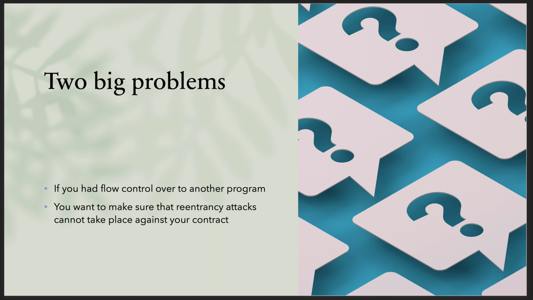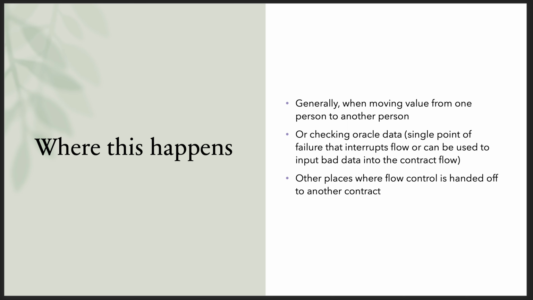There are really two big problems we're trying to solve here. One, if you hand flow control over to another program, you want to make sure that re-entrancy attacks cannot take place against your contract, because re-entrancy attacks will drain your money really fast. Where this generally happens is when we're moving value from person to person, contract to contract, or contract to person. It can also happen when you're checking Oracle data, and we've seen this in some of the other attacks where someone gets in place of that Oracle and gives it a wrong amount. So we not only have a single point of failure, but I can input bad data into the contract flow, and then there are other places where flow control is handed off to another contract.